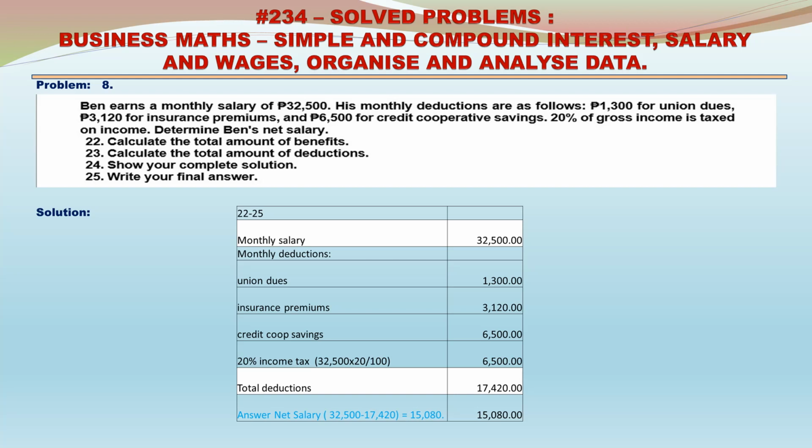Determine Ben's net salary. Calculate the total amount of benefits. Calculate the total amount of deductions. Show your complete solution. Write your final answer. Monthly salary 32,500. Monthly deductions.